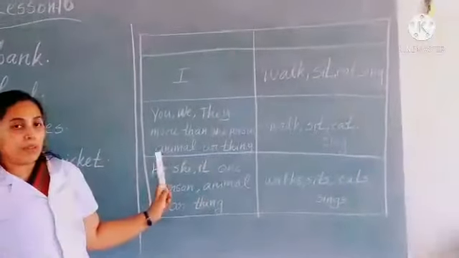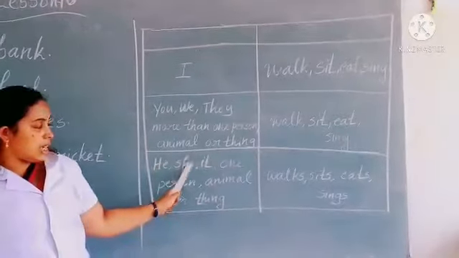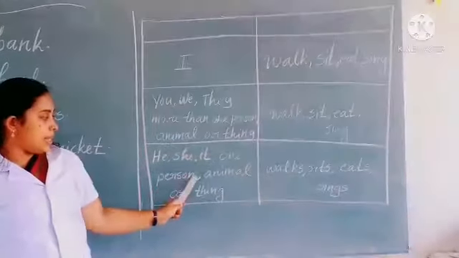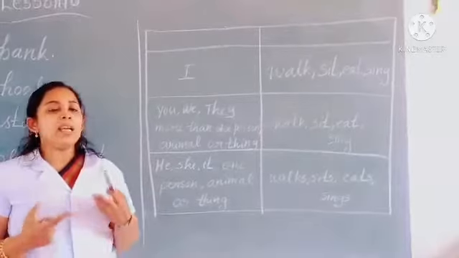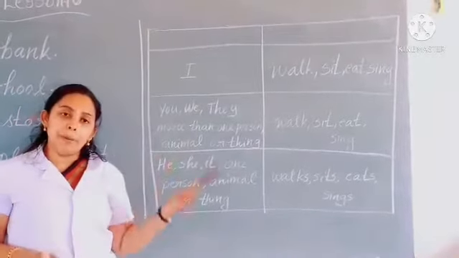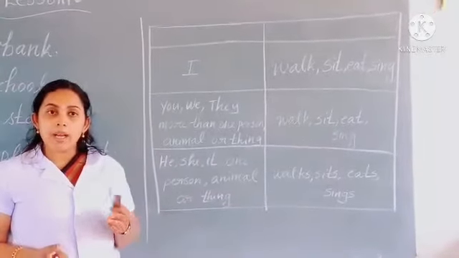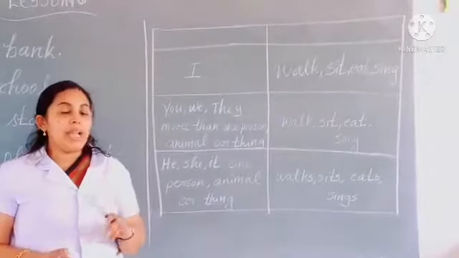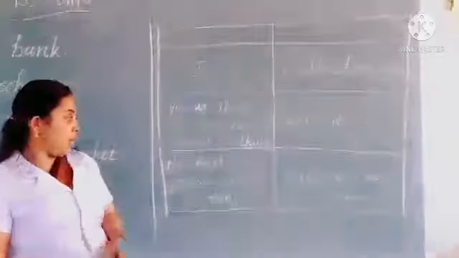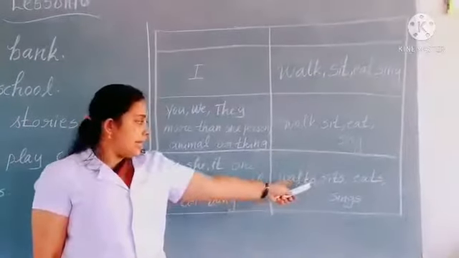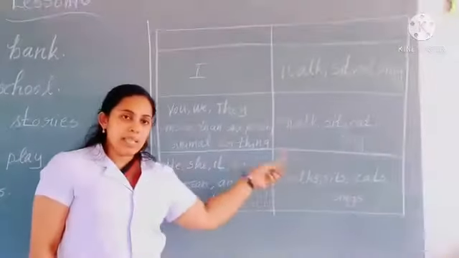Okay. Next one, if the noun is he, she, it, one person, one animal or one thing, it's only one. In such cases we can add s with the verb. So we can use walks, sits, eats and sings.